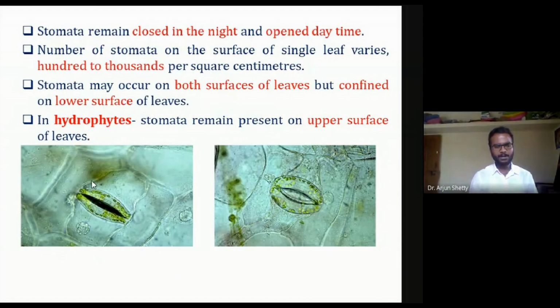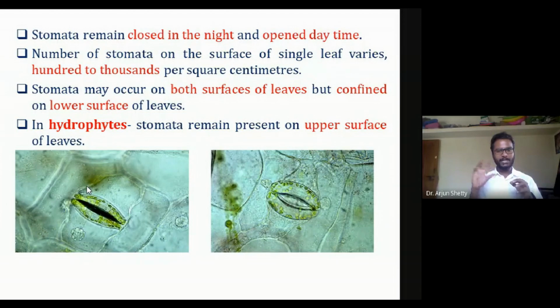And a few more important characteristic features of stomata: usually the stomata remain closed at night and open in the daytime. Why am I telling you about light? During the daytime, the plants can get light, so with the utilization of light they can carry out photosynthesis. During that time we come across the exchange of gases. So, for the exchange of gases, the stomata will remain open during the daytime.